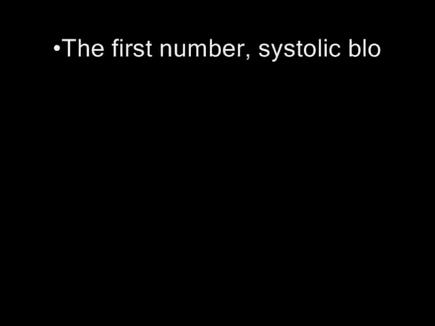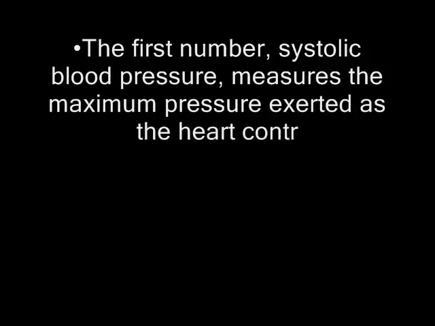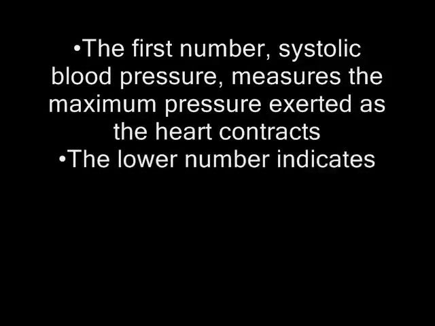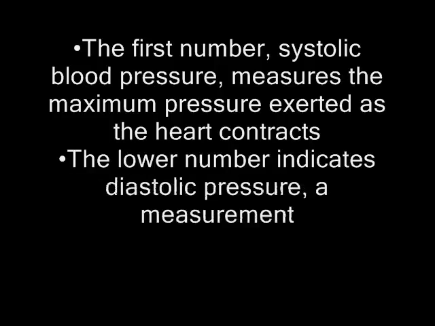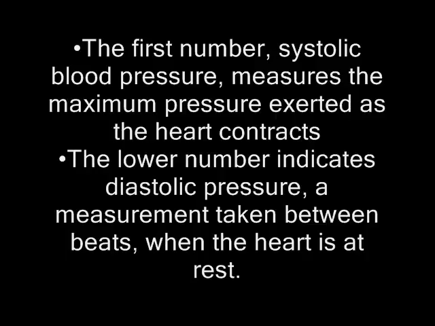The first number, which is systolic blood pressure, measures the maximum pressure exerted as the heart contracts. The lower number indicates diastolic pressure, a measurement taken between beats when the heart is at rest.